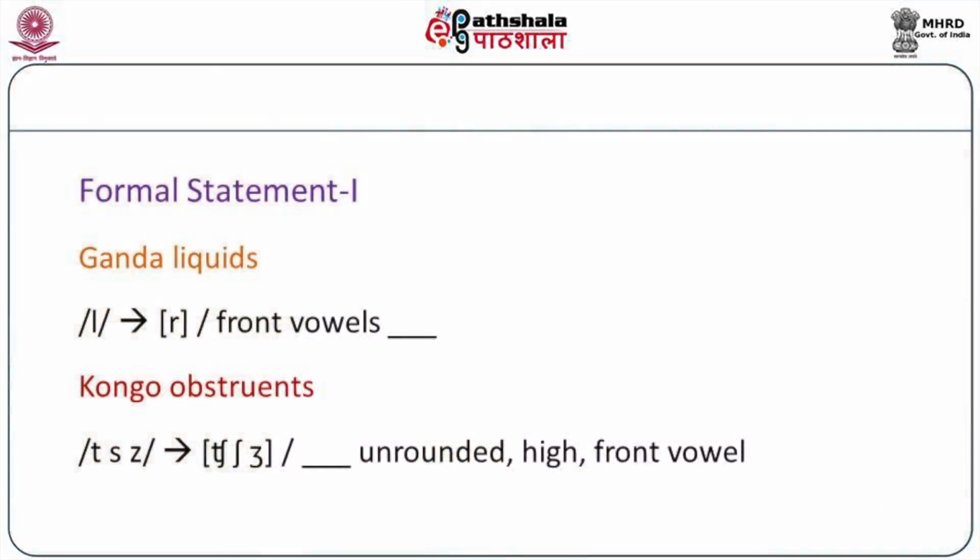The formal statement, however, takes note of the conclusions and states the conclusions in different formal forms, as we saw. Let us take a look at the formal format of the first type and then of the second type. The formal statement of the first type that we noted is given on your screen. It says that L and R are a family of sounds. R occurs after front vowels, L occurs elsewhere.